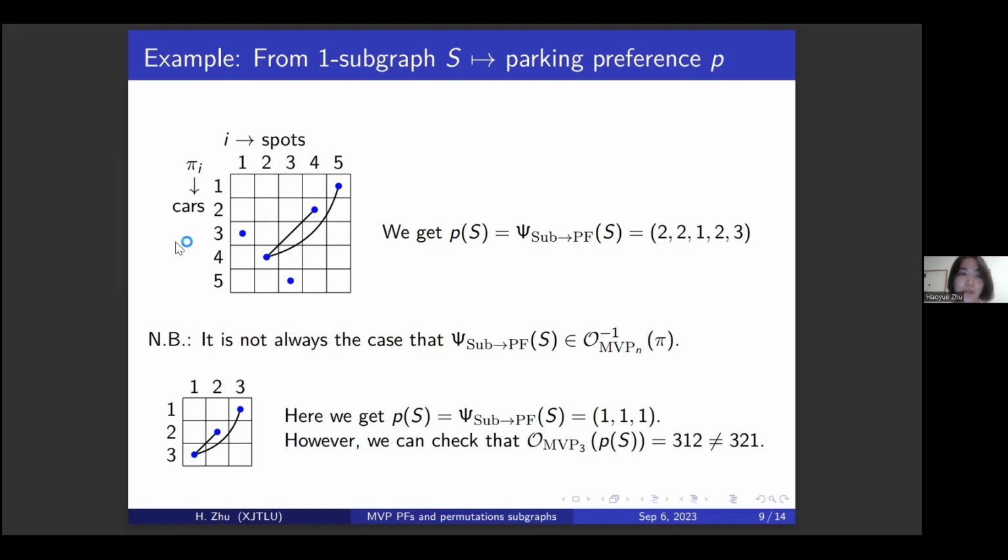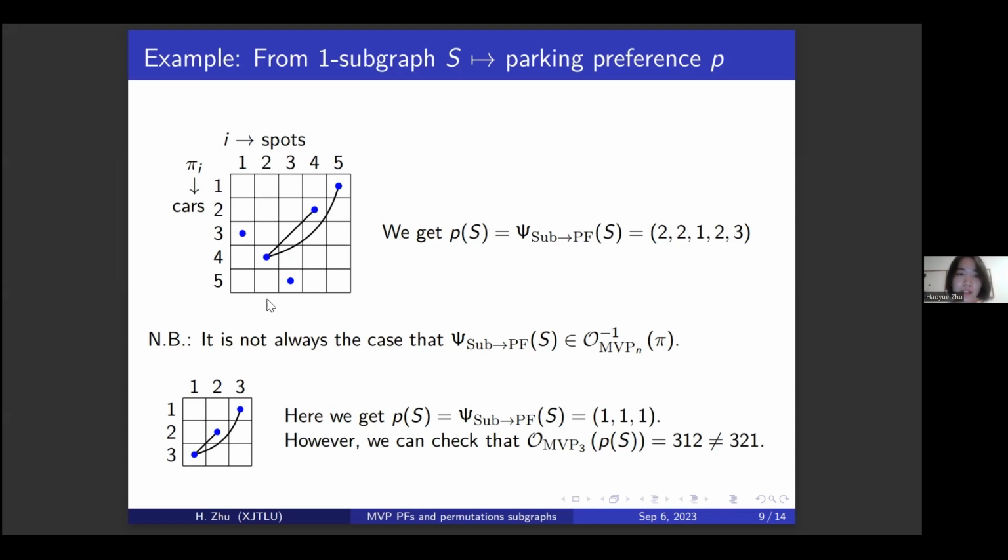And for car 3, you can find in row 3 the corresponding spot is in column 1, but this dot does not have any left edge. So we say the preference for this car is just the column label of its own dot, which means the preference for car 3 is just spot 1. And for car 4 and car 5, because they don't have any left edge, we say the preference is just their column labels, which are 2 and 3.